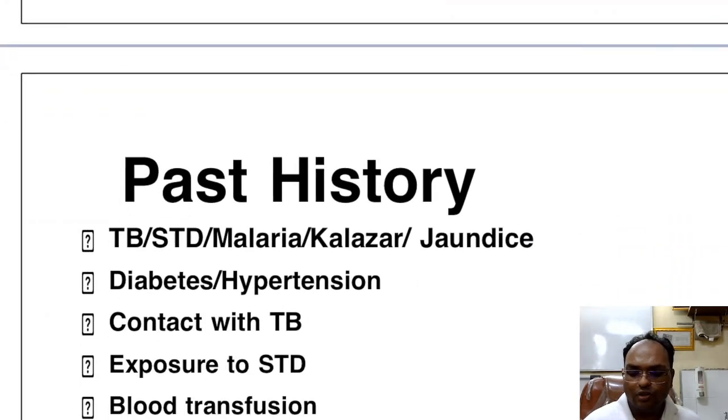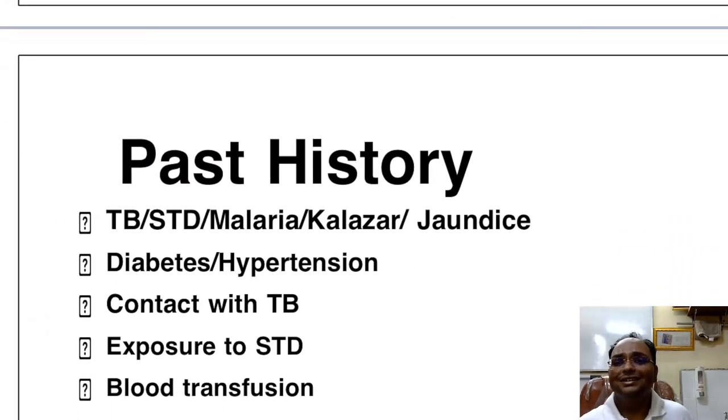Past history, what is important? Whether there is any infectious disease contact history, TB, whether there is any STD exposure history, whether malaria or kala-azar has happened before, history of jaundice, non communicable diseases, diabetes, thyroid, hypertension, so you will have hypothyroidism as well.